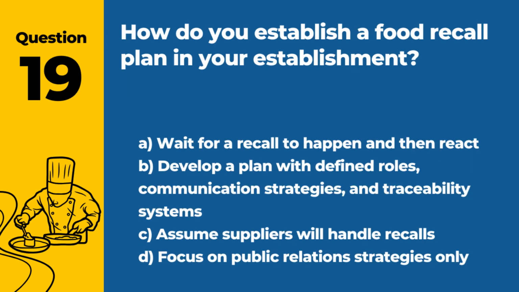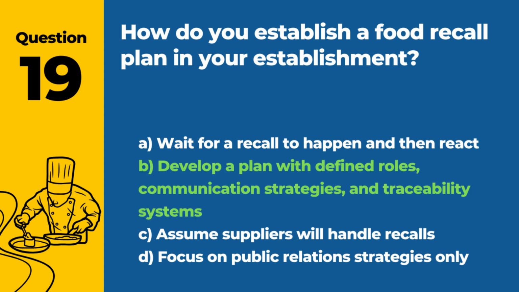Question 19. How do you establish a food recall plan in your establishment? A. Wait for a recall to happen and then react. B. Develop a plan with defined roles, communication strategies, and traceability systems. C. Assume suppliers will handle recalls. D. Focus on public relations strategies only.